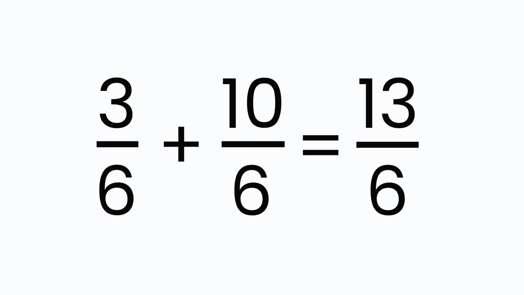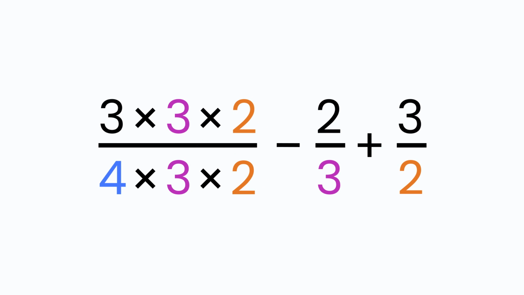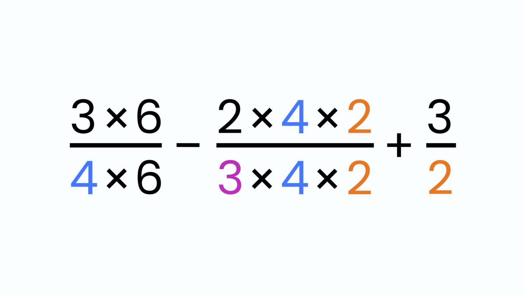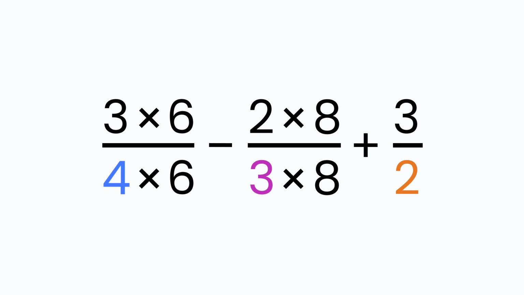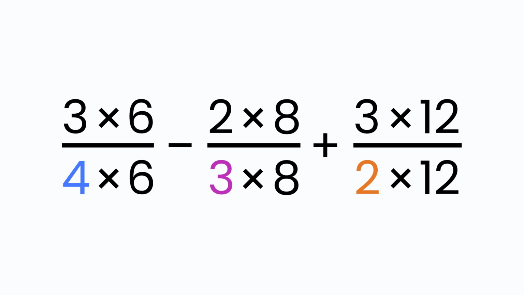Let's try this method in a problem with more fractions. 3/4 minus 2/3 plus 3/2. Here, the denominators are 4, 3, and 2. You need to expand 3/4 by 3 times 2, which is equal to 6. Then, you expand 2/3 by 4 times 2, which is 8. Finally, you expand 3/2 by 4 times 3, which is equal to 12.